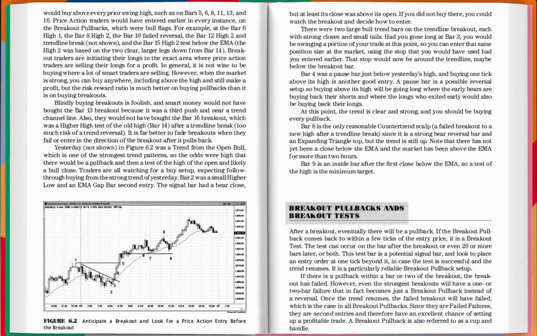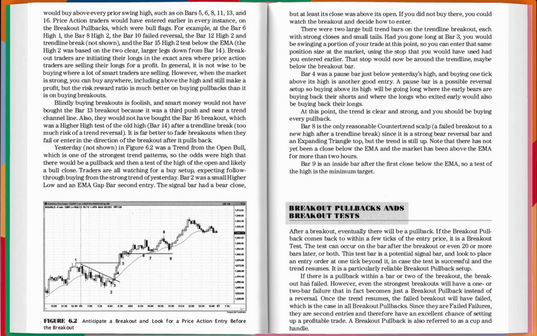This test bar is a potential signal bar, and look to place an entry order at 1 tick beyond it in case the test is successful and the trend resumes. It is a particularly reliable breakout pullback setup. If there is a pullback within a bar or 2, the breakout has failed. However, even the strongest breakouts will have a 1 or 2 bar failure that in fact becomes just a breakout pullback instead of a reversal.